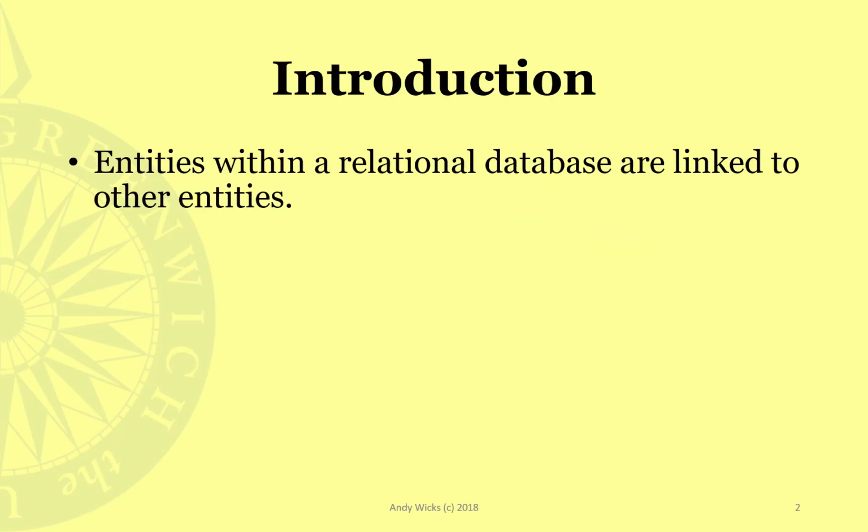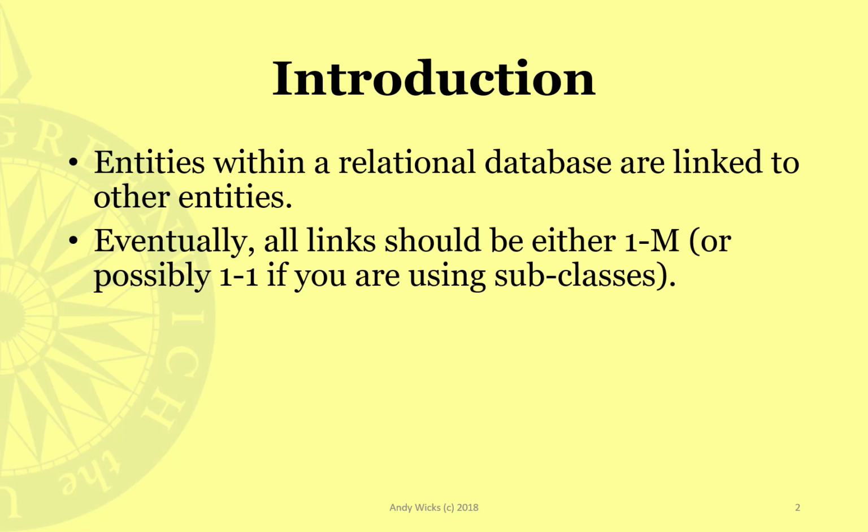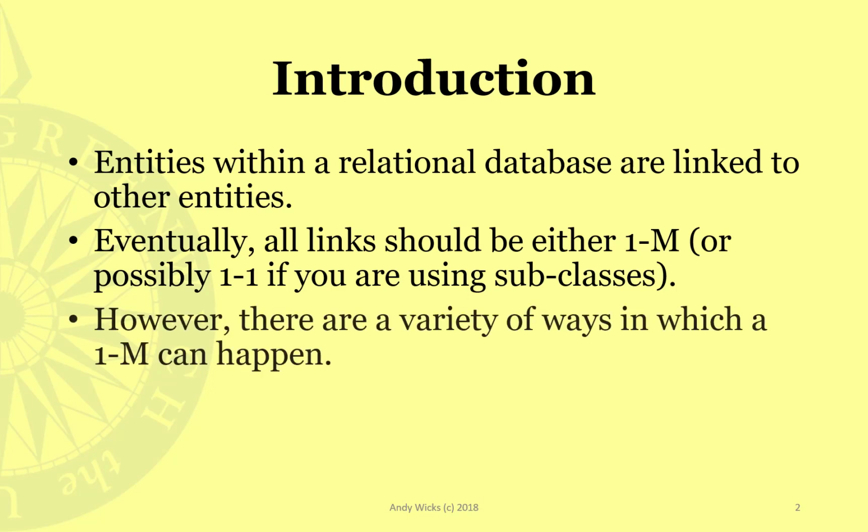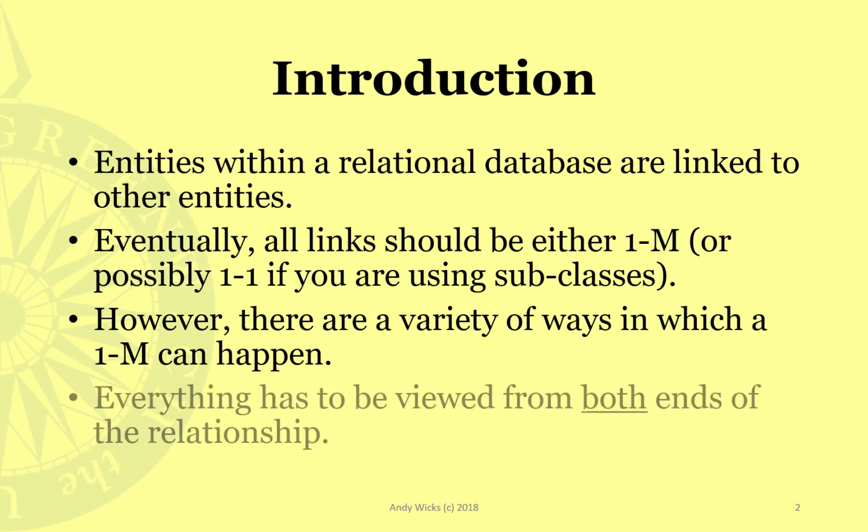Entities within a relational database are linked to other entities. Well, I should hope you know that already. And eventually all links should either be one-to-many or possibly one-to-one if you're using subclasses, and subclasses are the subject of a later video. However, there are a variety of ways in which a one-to-many can happen, and in this video we're going to look at that as well as seeing how we have to view everything from both ends of a relationship. So let's start with an ordinary relationship.